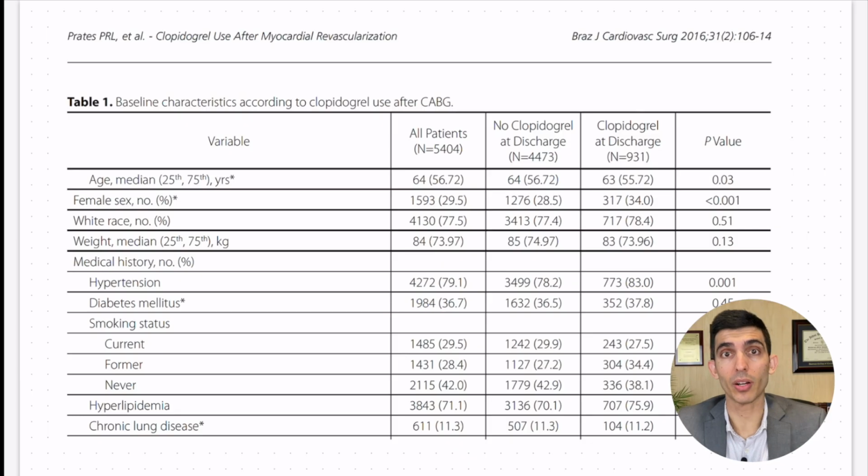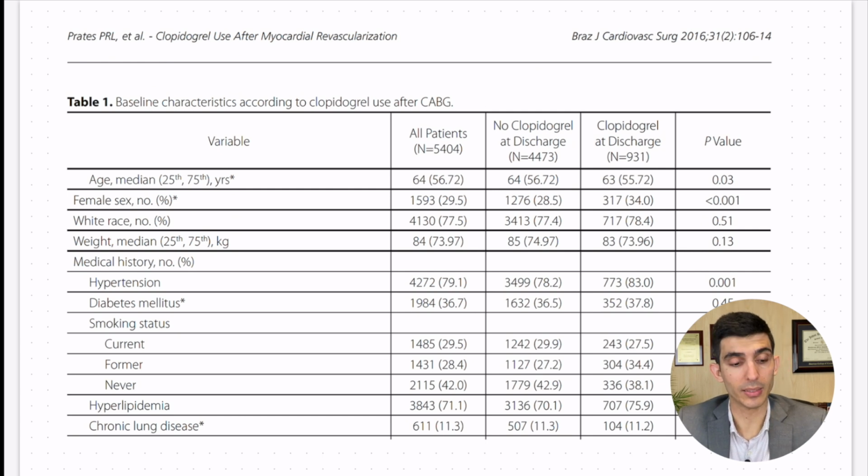Do you know what is the purpose of a Table 1 in a publication, in a clinical trial, or in an observational study? Let's take a look at it right here. In this example here, we have a study, a publication that compared two groups of patients. Patients underwent cardiac surgery and were discharged with clopidogrel or without clopidogrel. So this is a very simple, straightforward clinical question.